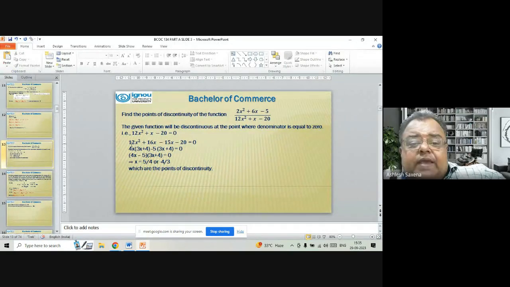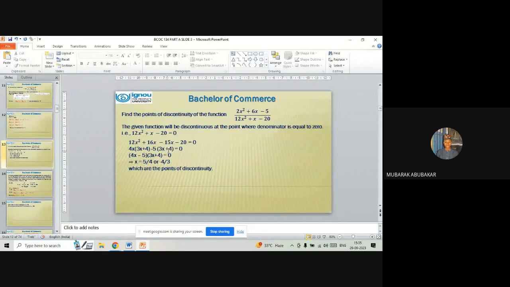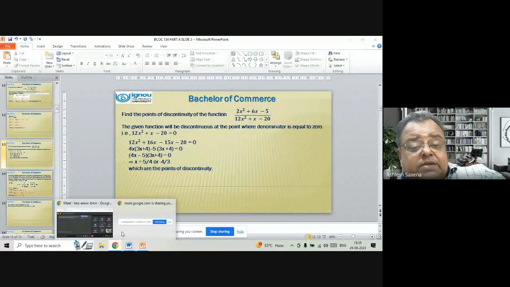Now, we will take this 4x common from 12 and 16. So we will be getting 3x plus 4. And here we will be taking minus 5, 3x plus 4. We have to keep one thing in mind, that these two brackets should have the same value and the same numbers.